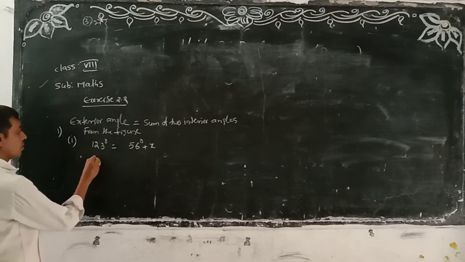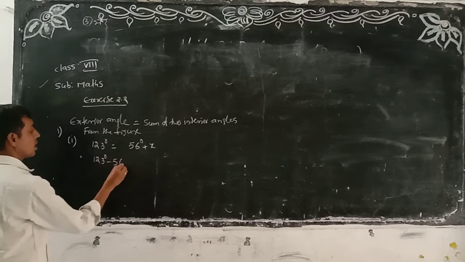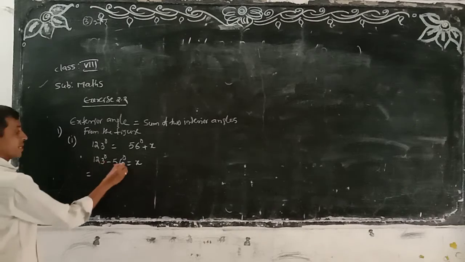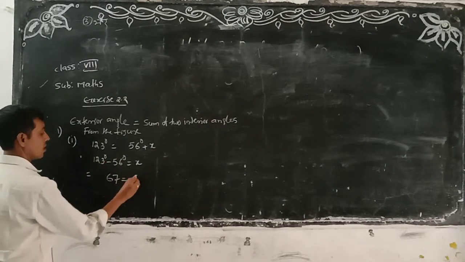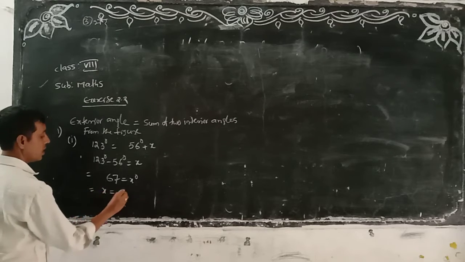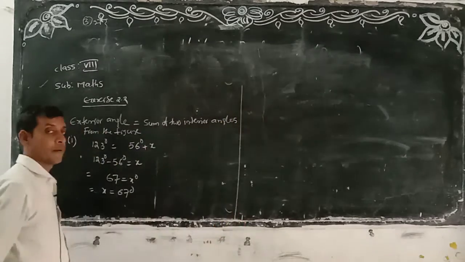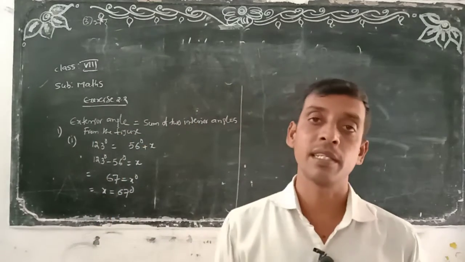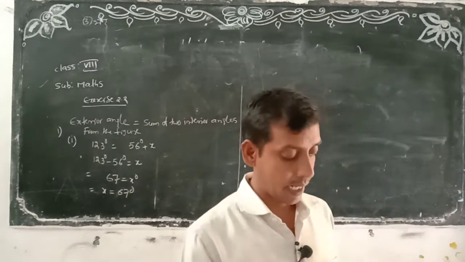Next, how to solve the problem? Write down the 123 as it is. Send the 56 to the left side, 123 minus 56 is equal to x. 123 minus 56 is 67. So x is equal to 67 degrees. This is the first one. The angle on the outside is called the exterior angle. The remaining two angles inside are called interior angles.